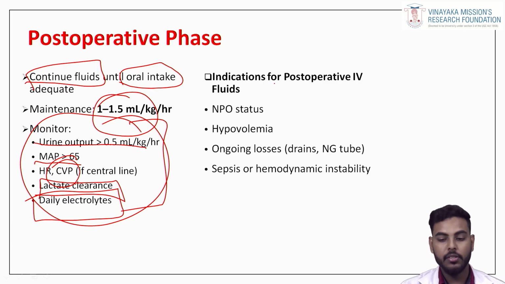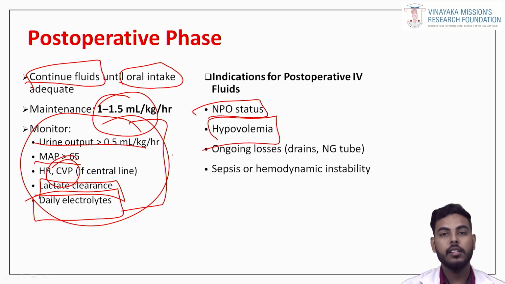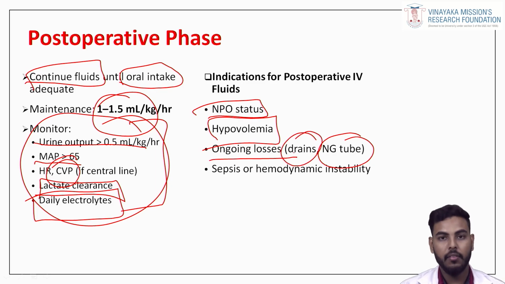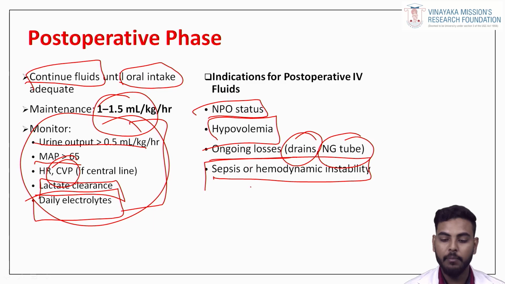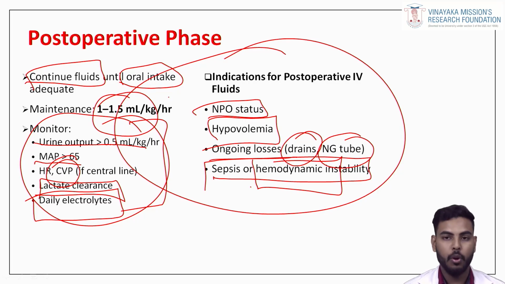So the indications for post-operative IV fluids are: NPO status we have to see, then hypovolemia, if the patient is low volume or volume depleted. Ongoing losses also we have to see, whether the patient has any surgical drains like intercostal drainage tubes or suction drains, and Ryle's tube, that is NG tube or feeding tube, and drains. These are the ongoing losses; whatever losses there are, we have to replace. And sepsis or hemodynamic instability. When the patient has sepsis or is hemodynamically unstable, that is hypotension or hypertension, any tachycardia or bradycardia, at that time we have to administer the fluids. So these are the things we have to take care of in the post-operative phase.